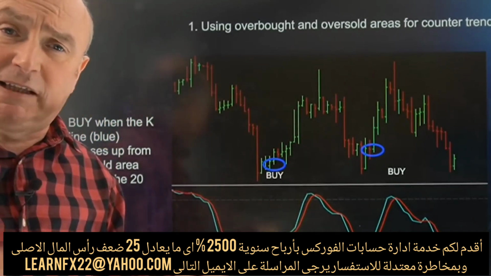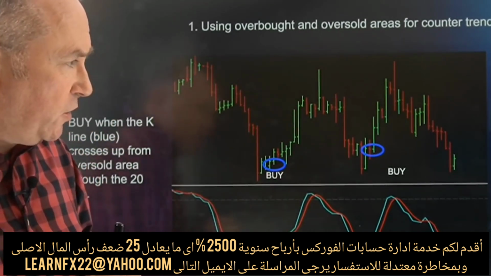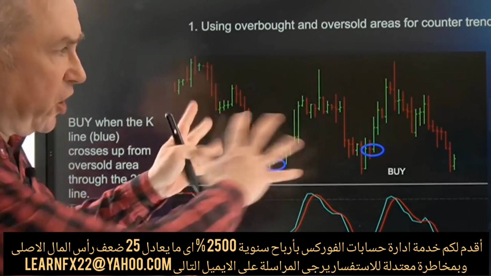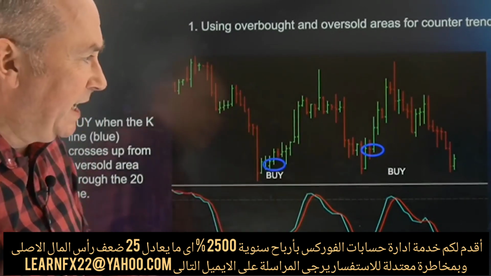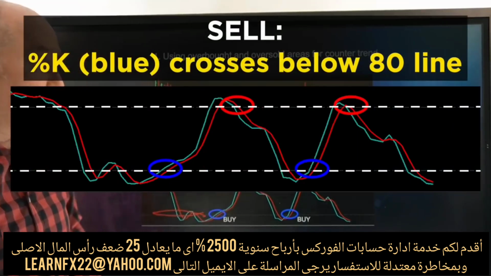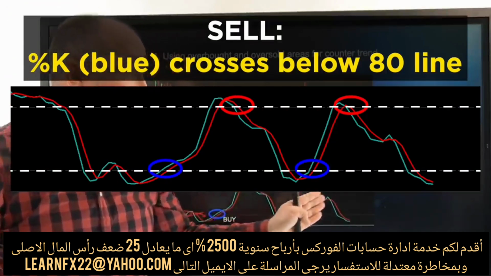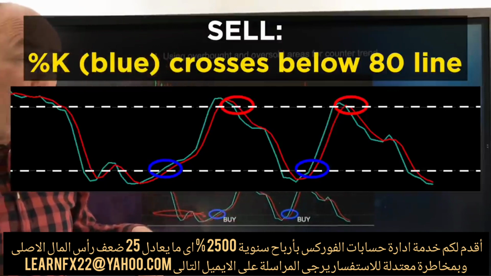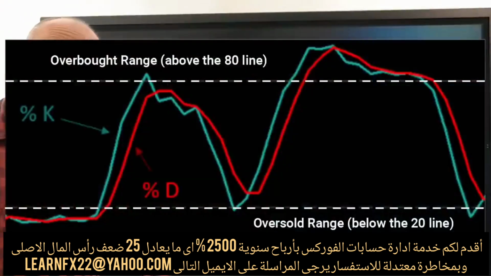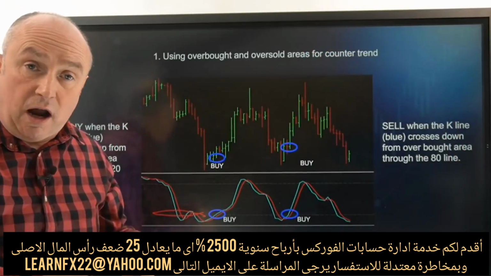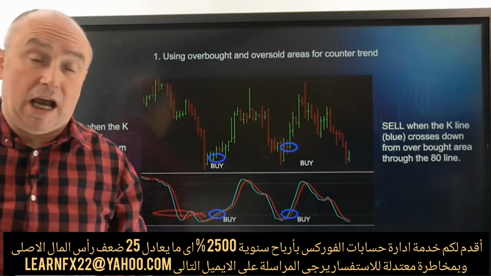Of course, I've cherry picked these. We're going to go onto the charts soon, and I'll show you what it looks like on a real chart. But I'll just show you here on the screen grab so it makes it a little bit clearer. Now, a sell trade will basically be when the K line, that's the blue line, crosses down from an overbought zone. Okay, overbought, remember, is anything above 80. And when it's in that zone and then crosses back down through that 80 line, that could indicate a change in direction from an uptrend into a downtrend.